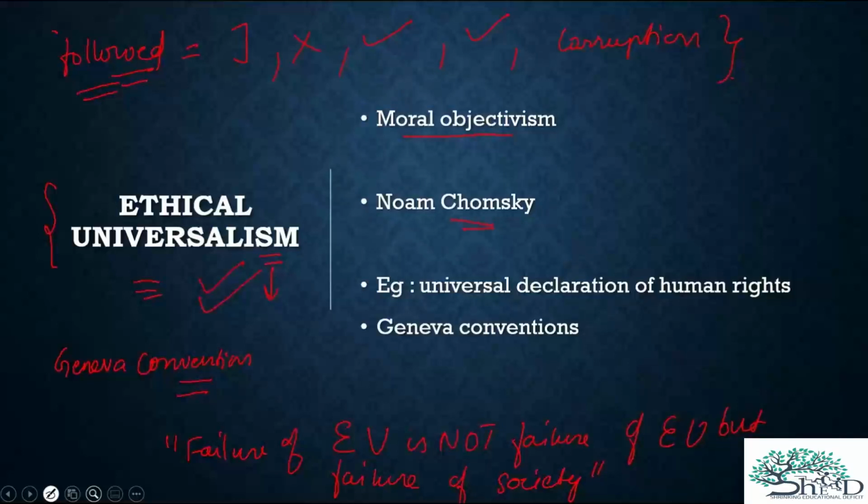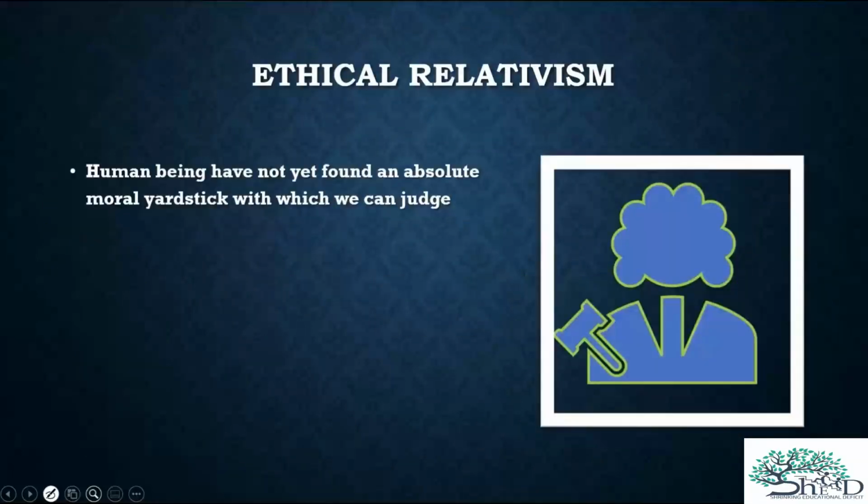Next topic is relativism. Basically, this means that things are relative. If something is right for you, it might not be right for me, but you can follow it because it is right for you. They say that there is no such thing as ethical universalism, that there is nothing like justice which exists for all societies.